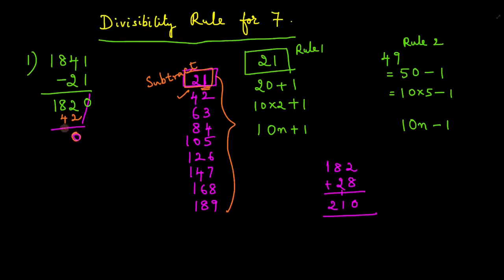0 here and here 4. Here we are subtracting. So 1, 140. We discard this last 0, we get 14. 14 is divisible by 7. So 1841 is also divisible by 7.